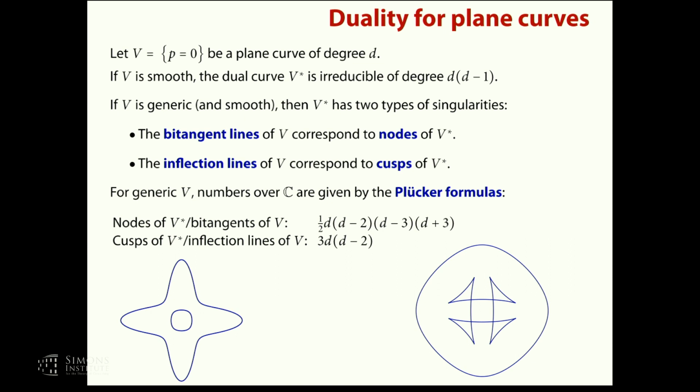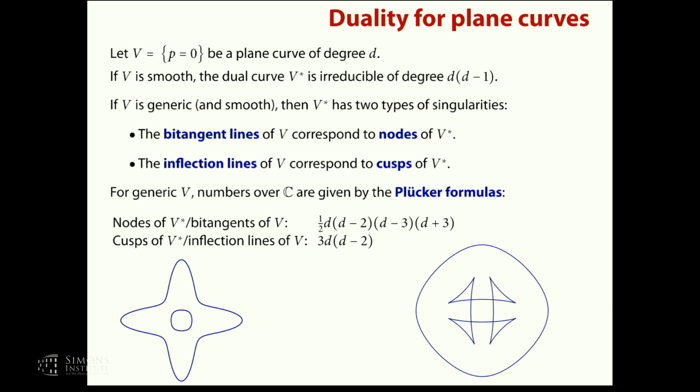So for a generic curve, if you do the count over the complex numbers, these are the formulas. You get 1/2 d times d minus 2 times d minus 3 times d plus 3 nodes corresponding to bitangents, and you get 3d times d minus 2 cusps. But this is, of course, a complex count. So this is for the complex curve.